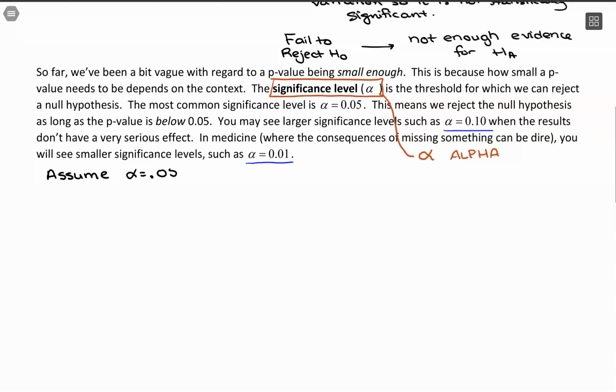assume alpha is 0.05, or you can think of this as 5% significance, unless told otherwise.